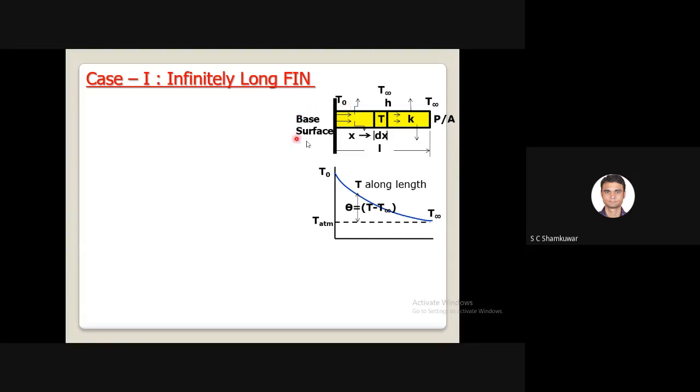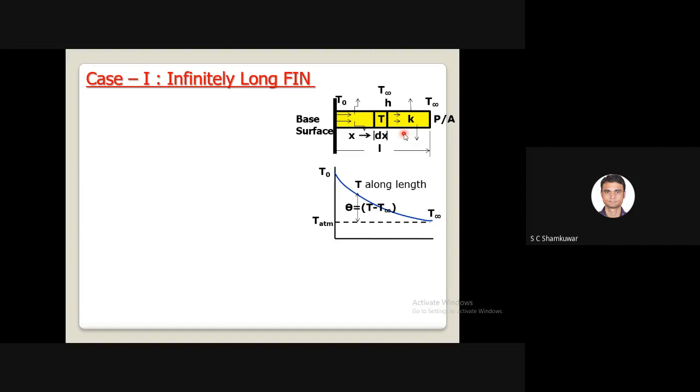The base temperature is T naught. What is base temperature? The temperature where the fin is attached to the solid hot surface is called the base temperature. T naught is the base temperature, T infinity is the temperature of the atmosphere. Again, we have considered a small element dx at a distance x. The temperature of the small element is T. h is the heat transfer coefficient of air. k is the thermal conductivity.